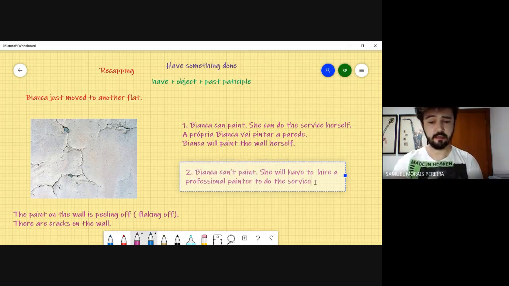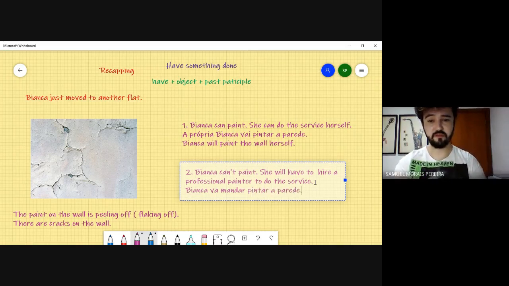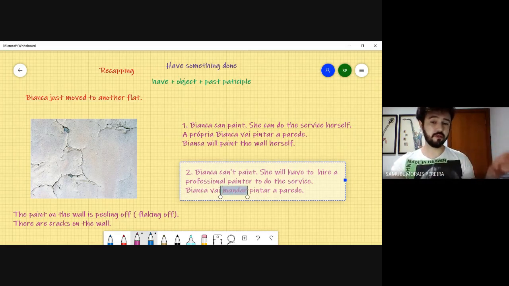In this case here, in Portuguese, we say something like, Bianca vai mandar pintar a parede, ó. Vai mandar pintar a parede. Pay attention to the use of the verb mandar. Ó, Bianca vai mandar pintar a parede. When I say Bianca vai mandar pintar a parede, that means that she is not going to do the service herself. She will hire someone to do the service for her, okay?